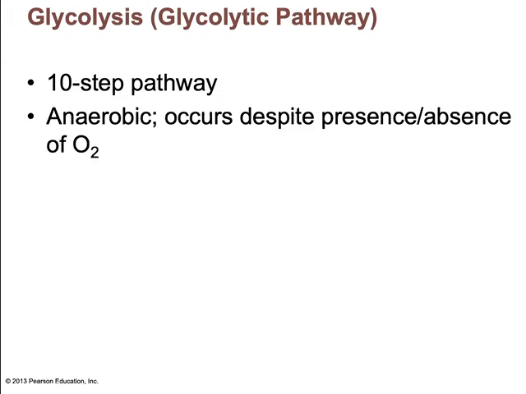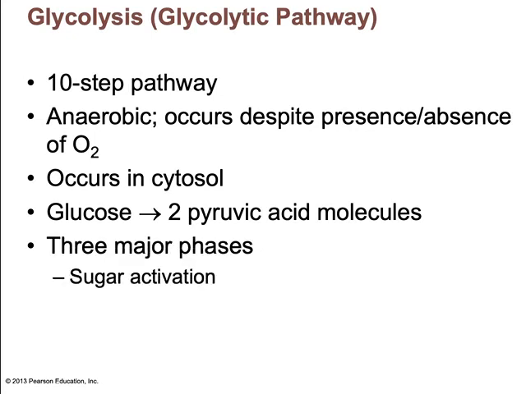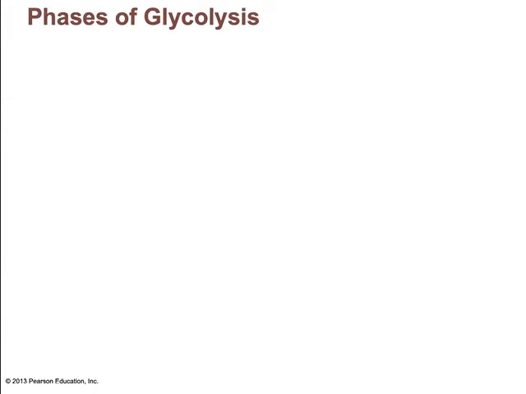Glycolysis is a 10-step pathway, and it is anaerobic, so it can take place regardless of whether oxygen is around. It's in the cytosol, and it ends up generating 2 pyruvic acid molecules. It has 3 major phases: activation of sugar, splitting of the sugar, and then oxidation of the sugar and the formation of ATP. And there's also some NADH formed in the process as well.